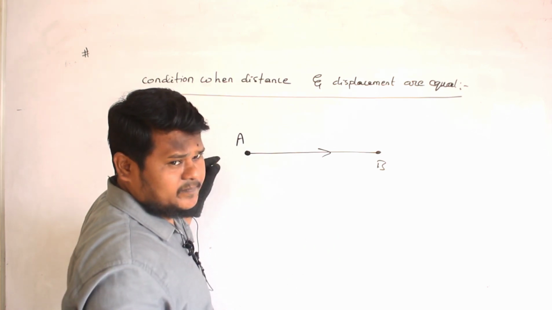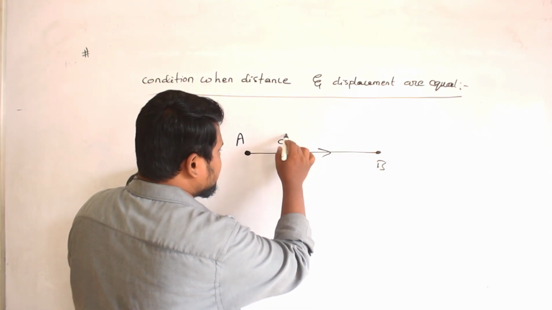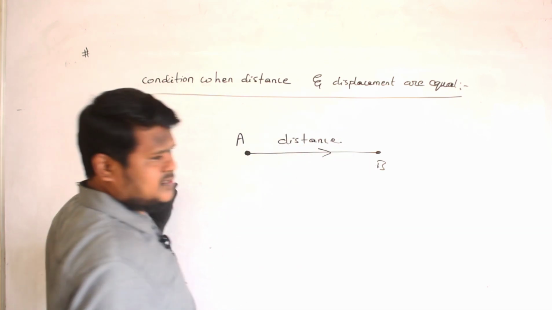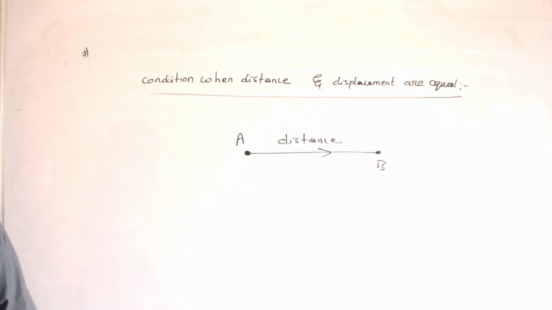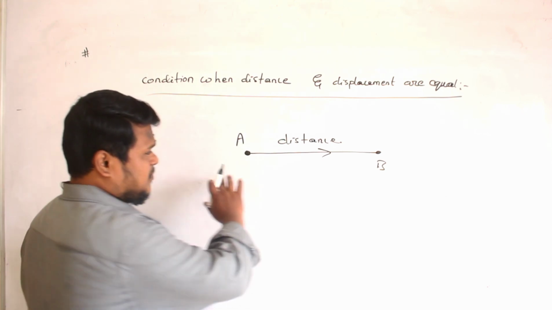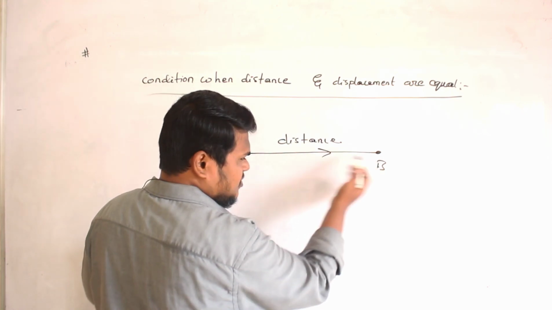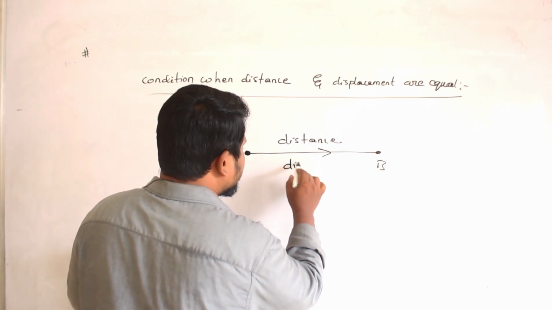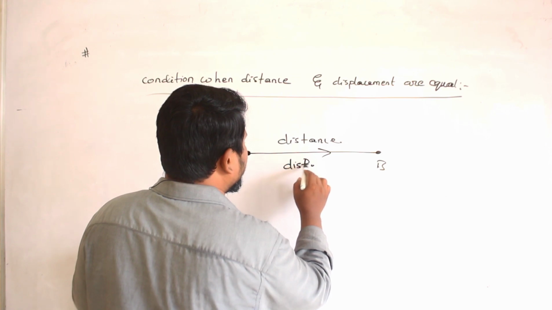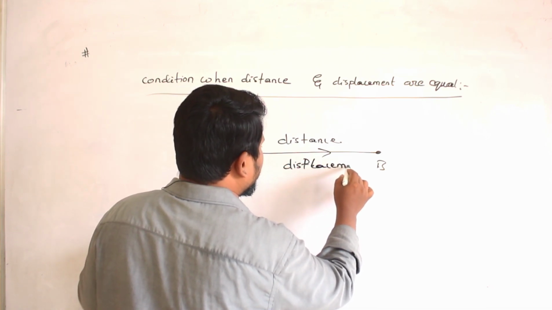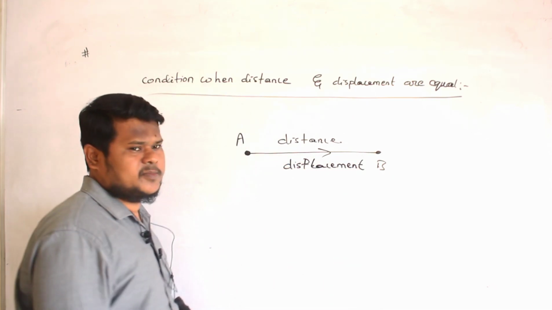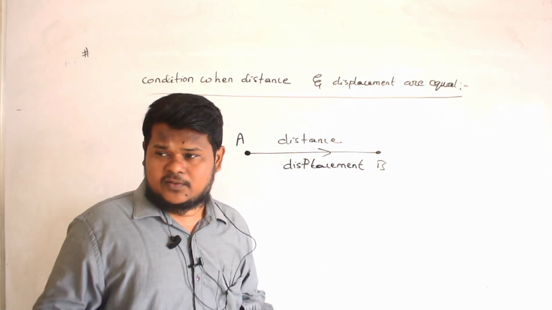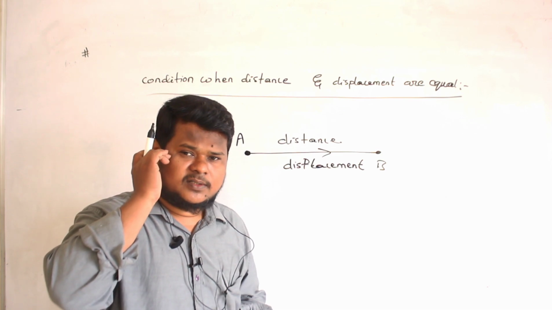Tell me, what will the distance be? Distance is nothing but this straight line distance only. This straight line length itself is called distance. Then what is the displacement in this condition? Displacement is also the same, because the shortest length between 2 points is nothing but displacement. So in this condition, the same length will become displacement also. Are you able to understand? So only when a body is moving in a straight line, distance and displacement both are equal.